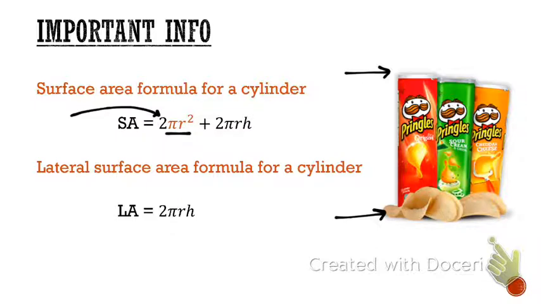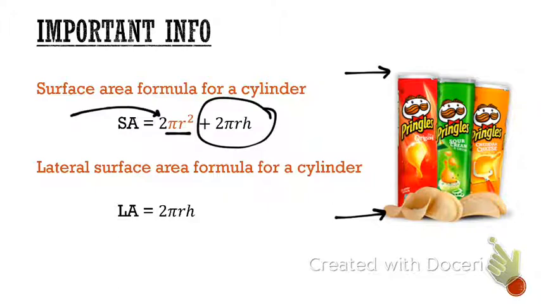So the surface area formula for a cylinder is SA, which stands for surface area, equals 2 pi r squared, because once again that's focusing on the top and the bottom of a cylinder. And then it has this extra part right here. It says plus 2 pi rh. That is something called the lateral surface area.